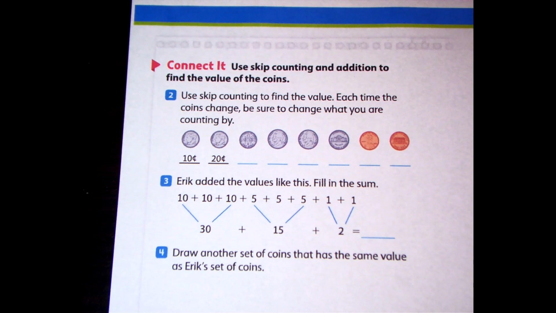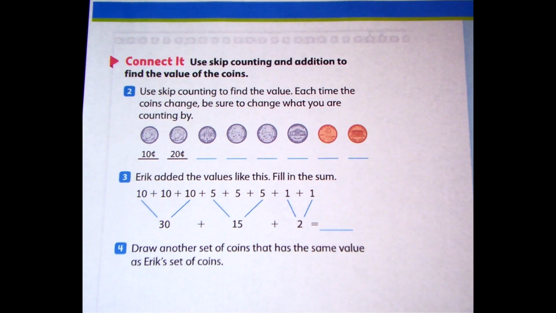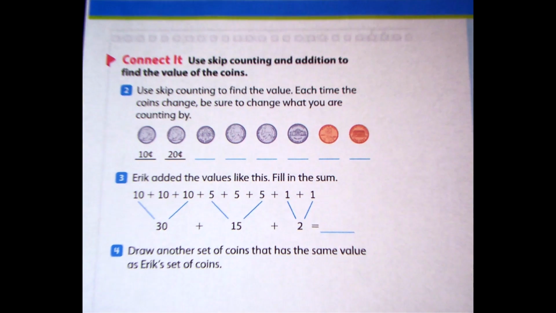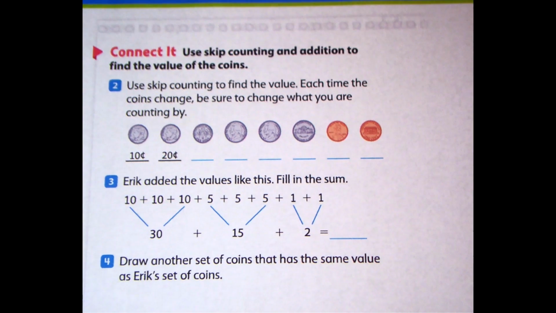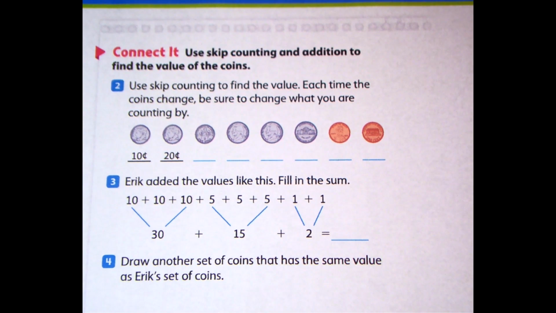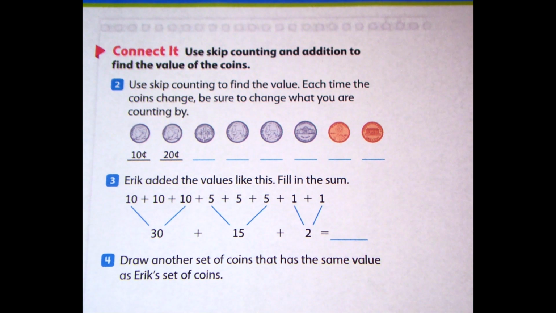Okay, so let's look at the next page. We're on 223. Okay, we're going to connect everything we have learned so far. See if I can make this a little bit bigger. Okay. So we're going to use skip counting and addition to find the value of the coins. And number 2, we're going to use skip counting to find the value. Each time the coins change, be sure to change what you are counting by.